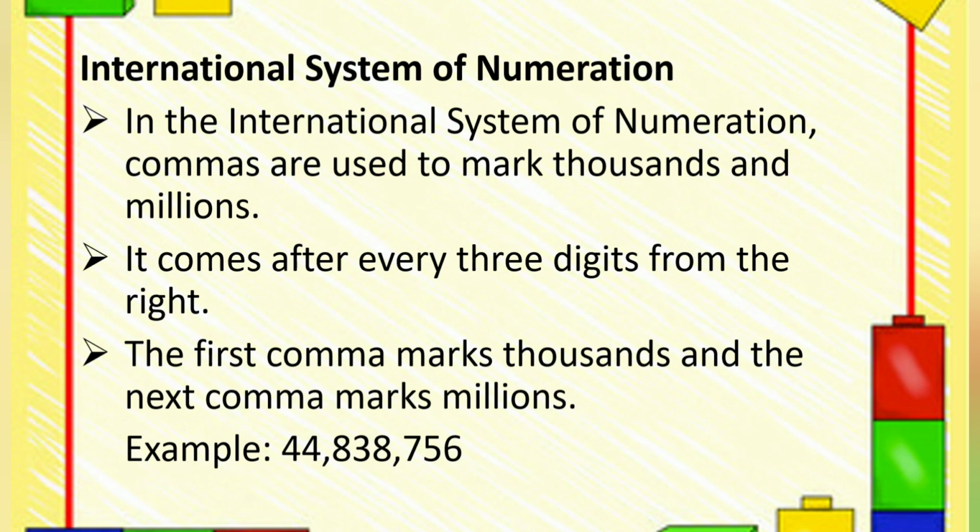Children, you can see the number is given, 44838756. After every 3 digits from the right, you have to put a comma. So we can read it as 44,838,756.